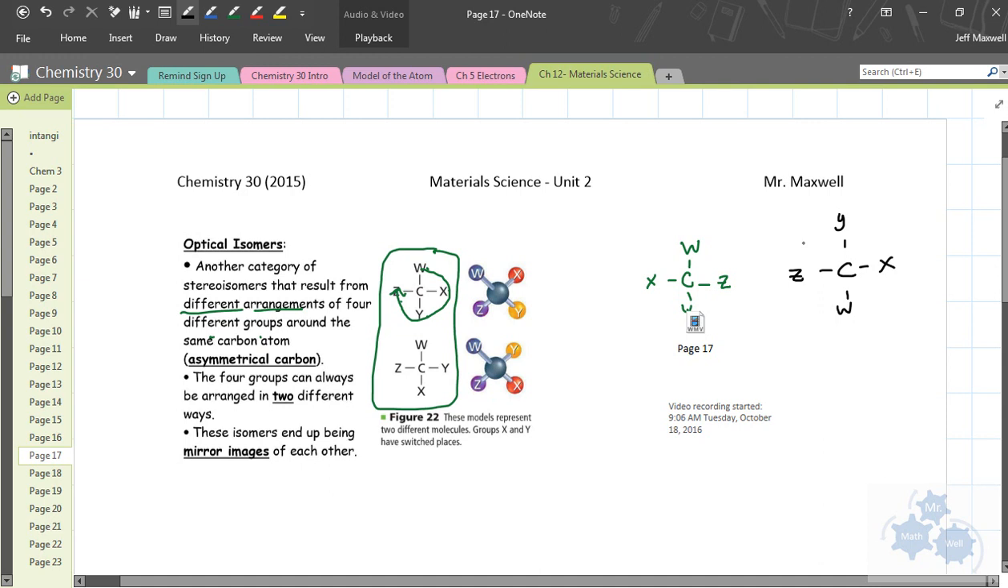They don't have to start in the same spot. But it's definitely different if we have W, and X is here or here, it's the same as the one above. But if X is over here, that is definitely a different arrangement, right? So W, X, and then let's say Y, Z. So this is an optical isomer, and this is sort of what they're trying to explain here. The four groups can always be arranged in two different ways. These isomers end up being mirror images of each other. So if you drew a line in between as a mirror, they would look like optical isomers.